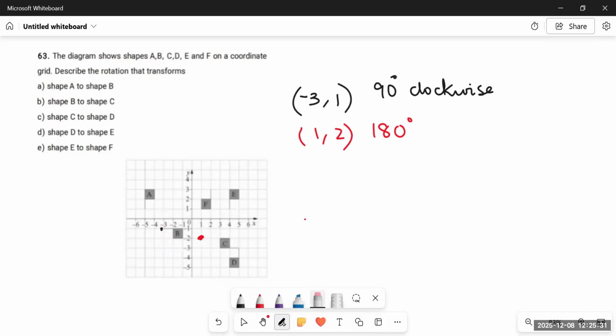After that, we have shape C to shape D. So this is shape C. And when we rotate it 90 degrees anti-clockwise, it will be D. So the rotation of C to D is 90 degrees anti-clockwise, first of all. Okay. And the center of rotation is here. This point is the center of rotation, that is 5 comma -3.